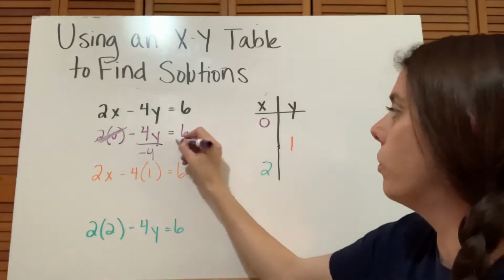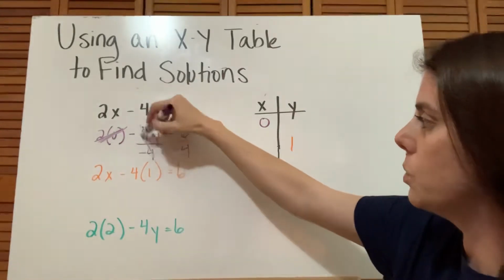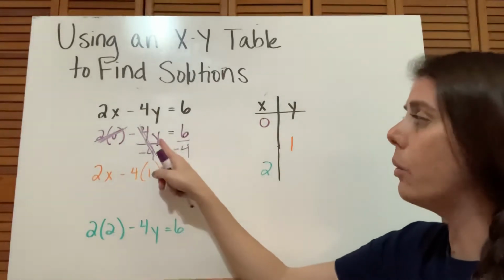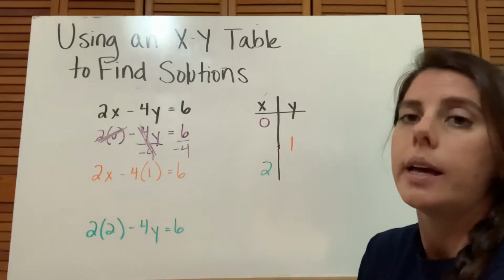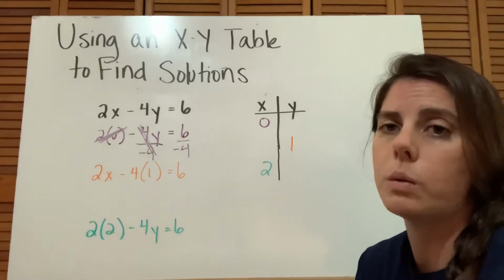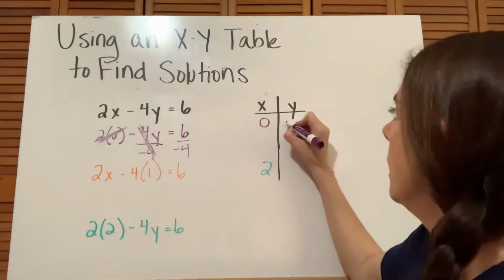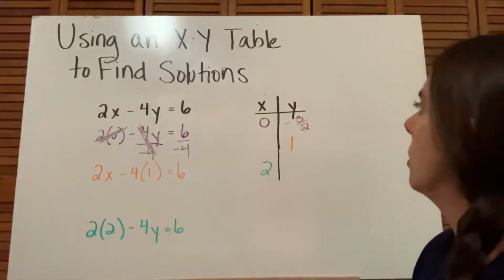Divide by a negative 4 on both sides. So our negative 4's will cancel out. And now we have y equals a negative 6/4. Can we reduce that? Yes, we can. So a negative 6/4 would reduce to a negative 3/2. And so that's what we would put, a negative 3/2. Hopefully you can see that.